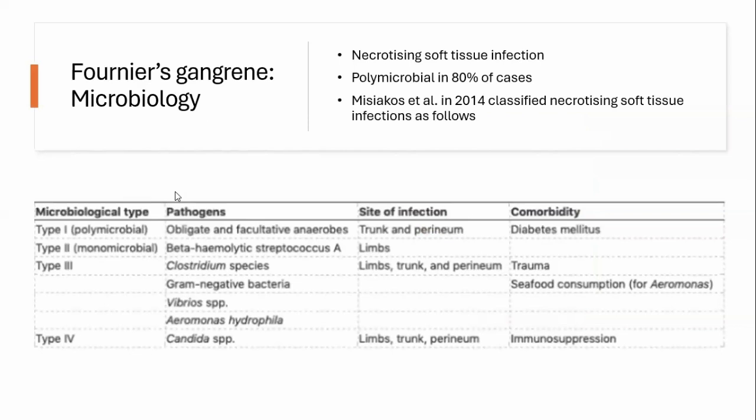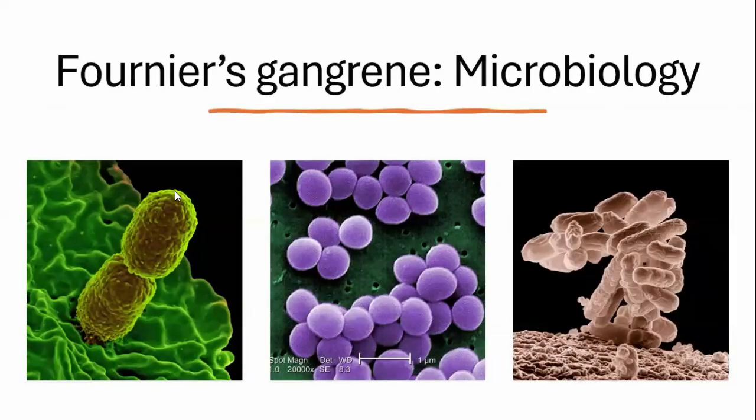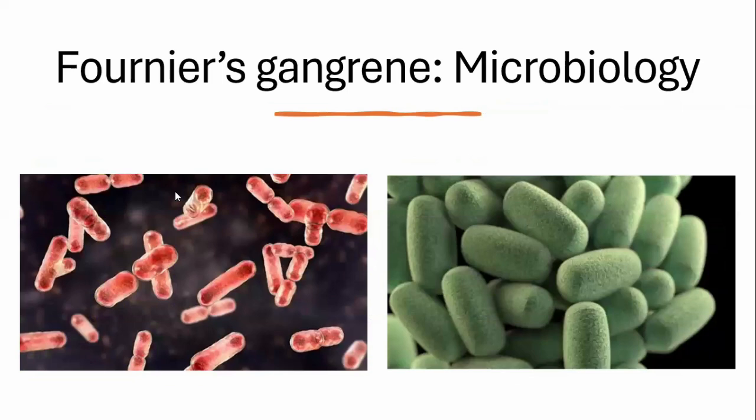Okay. The next slide is just to show the organisms on a cellular level. If you start at the left, it's Klebsiella, which is a gram-negative rod. Then you get Staph aureus, which is a gram-positive bug, and then E. coli, which is also a gram-negative rod. Then anaerobes: Bacteroides fragilis on the left, and then your Clostridium species on the right.